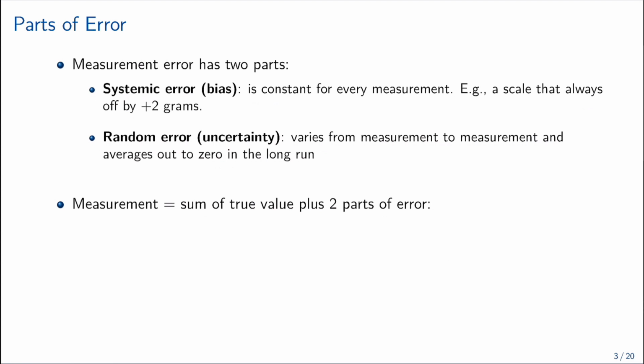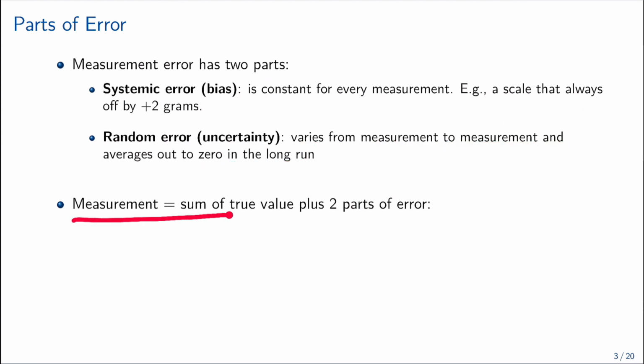Parts of error. Measurement error has two parts: systemic error or bias, and random error or uncertainty. The bias is constant for every measurement, for example, the scale that is always off by 2 grams. On the other hand, uncertainty varies from measurement to measurement and averages out to 0 in the long run.